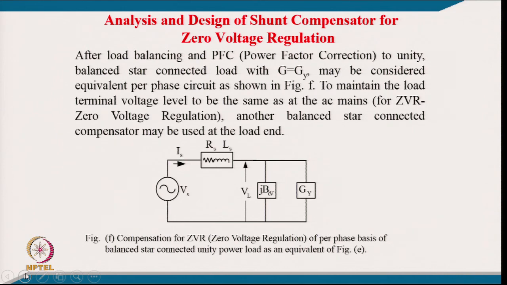Now, if you want to go for voltage regulation, we again have to analyze here. After load balancing and power factor correction to unity, the balanced star connected load G equal to GY may be considered as the per phase circuit shown in figure F, and to maintain the load terminal voltage the same as the AC terminal voltage, that is ZVR, zero voltage regulation, another balanced star network compensator may be used. We already got GY, which is equivalent to the per phase balanced load, and we are putting in another susceptance for voltage regulation, so that the load voltage is equal to the source voltage.